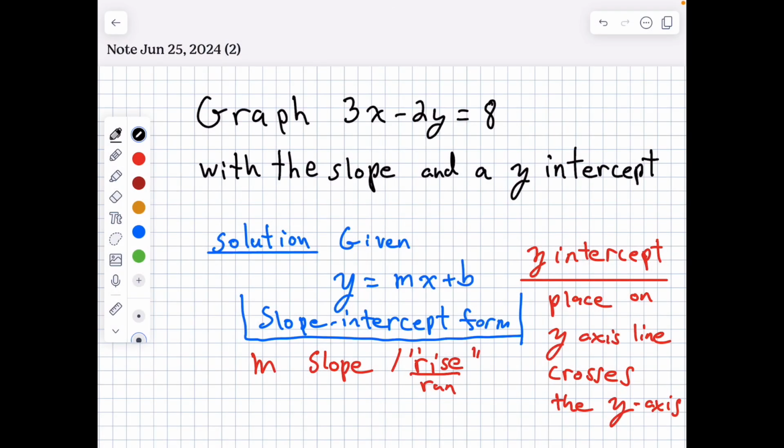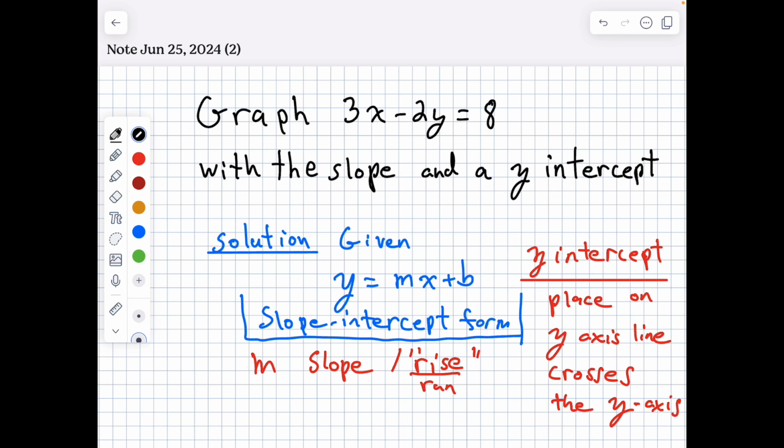All right, hello everyone. So today we're working with an algebra problem. We have to graph 3x minus 2y equals 8 with the slope and a y-intercept. So solution given y equals mx plus b. So let me turn to that.